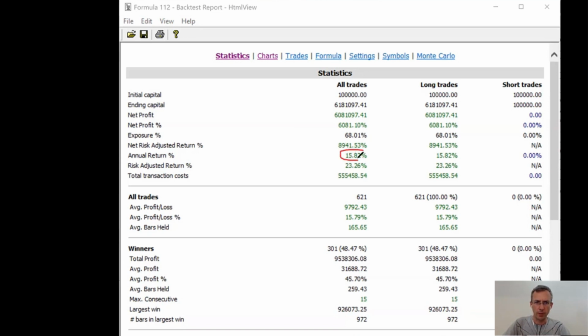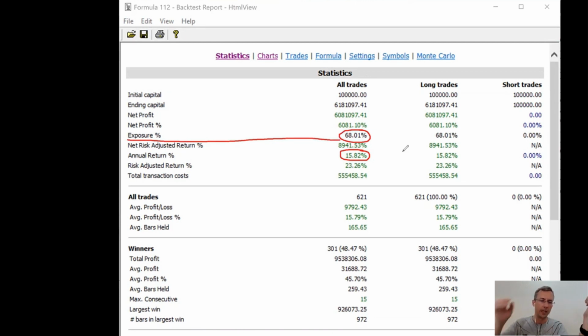First thing I generally look at is the compound annual return, for obvious reasons, because we want to make money. I'm also interested in the exposure. Exposure is the percentage of the time that your money is invested.